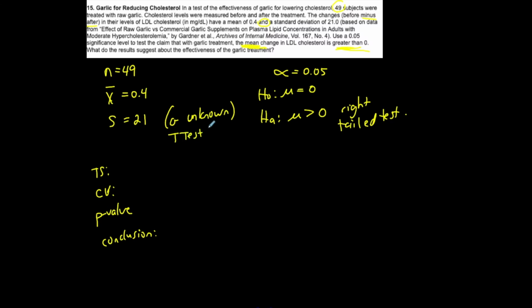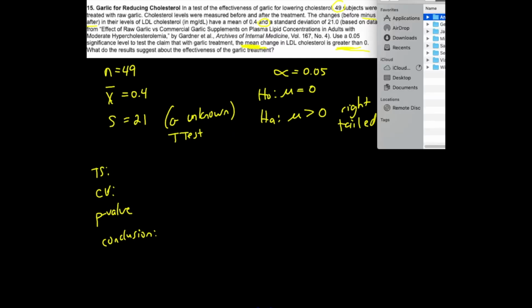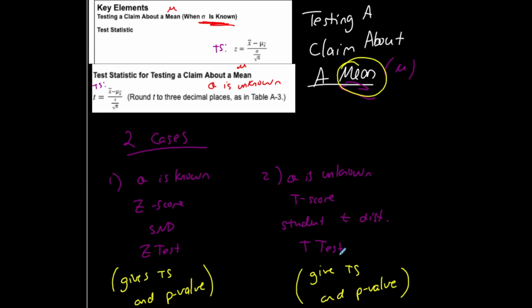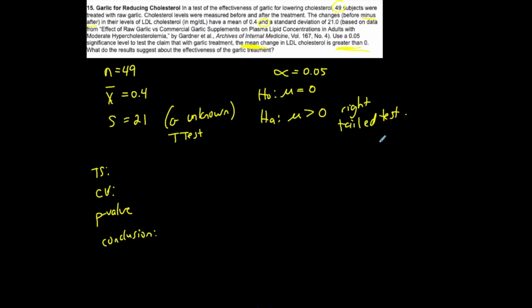T-test, t-interval, student t-distribution, whatever you need, basically. T-test if I want a test statistic or a p-value. T-interval if I want an interval, right? How do I find my critical value? Where do I find that? I'm not going to use inverse norm. Let's go to critical value right now.